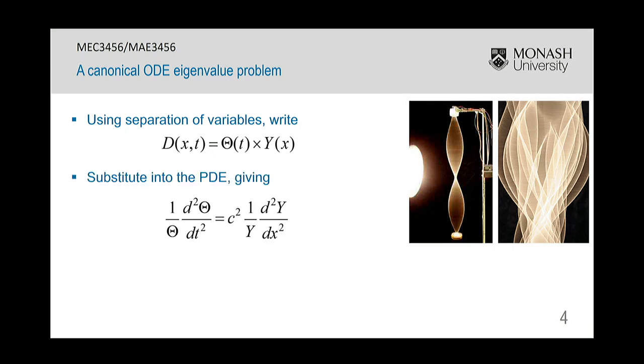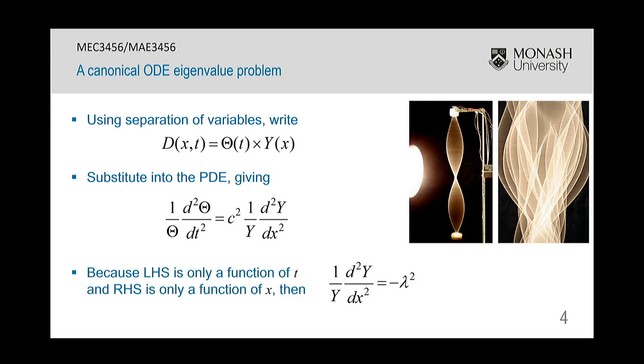We substitute that into the PDE and we divide things through. We end up with an expression 1 on theta d squared theta dt squared is equal to c squared 1 on y d squared y dx squared. The left-hand side is only a function of time and the right-hand side is only a function of x. And because we can't have a function of time equal to a function of x, they both must be equal to constants. And we're going to call that constant minus lambda squared, and that will become apparent as to why we're using this nomenclature a little bit later.